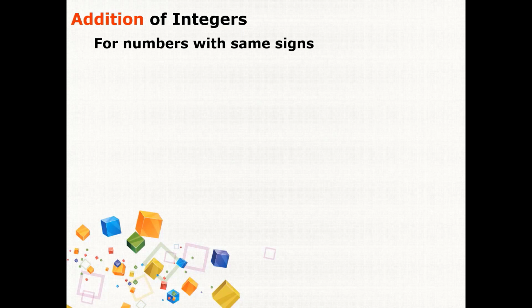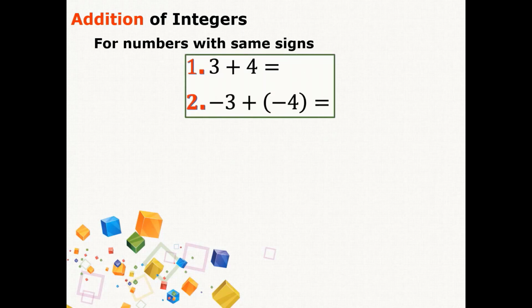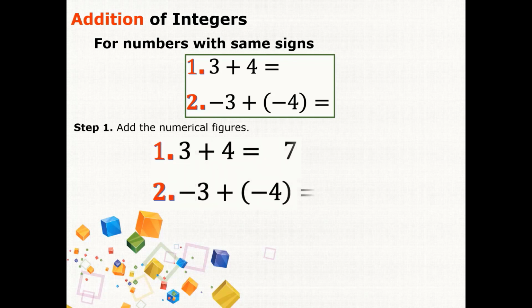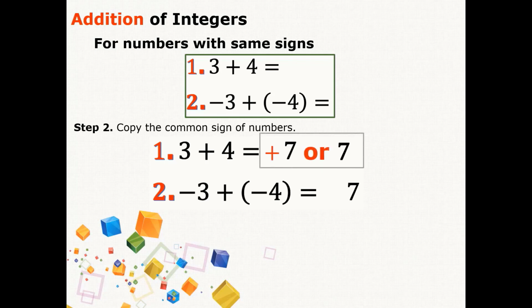For numbers with the same signs, we need to consider this step. Number 1, we simply pick the numerical figures, not the values, but the figures. So 3 plus 4 is 7. And since they have the same sign, our step 2 is only to copy the common sign. So for number 1, a positive 7, and number 2, we have negative 7.